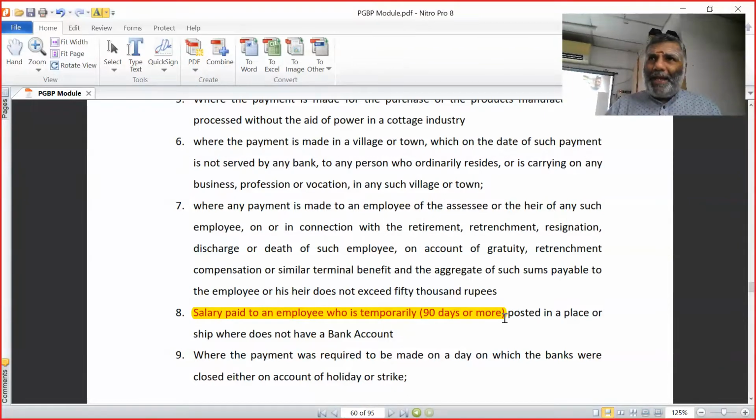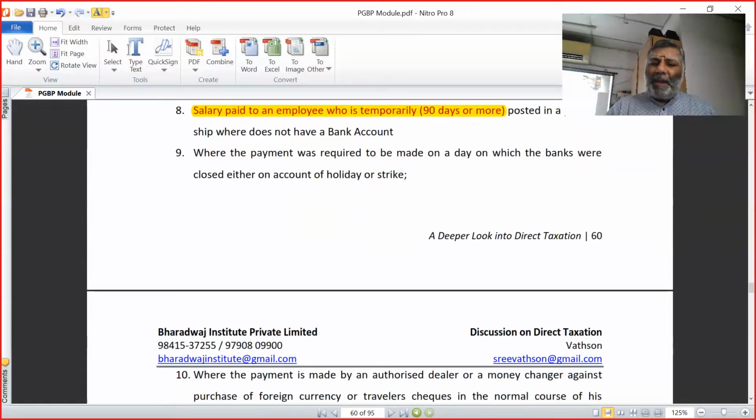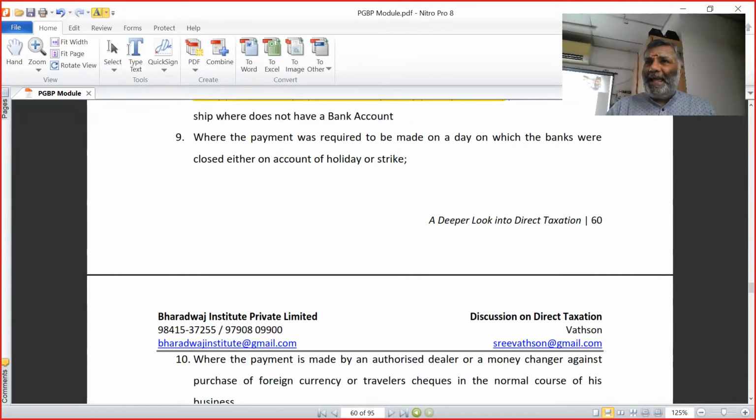Of course, today it is different. You have the ATMs and other things, but law was written when these were not there. So remember that and study. And due to death of an assessee, his family members have to be immediately paid, then they can be paid up to 50,000 rupees. And where the emergency payment is made on a bank holiday.